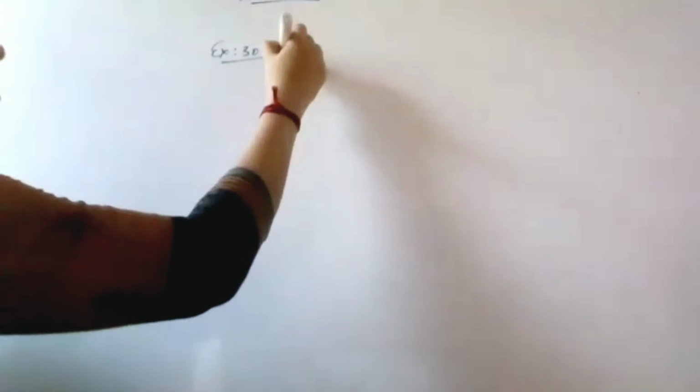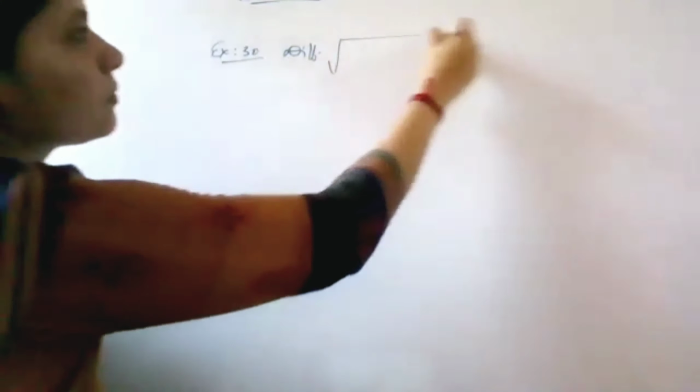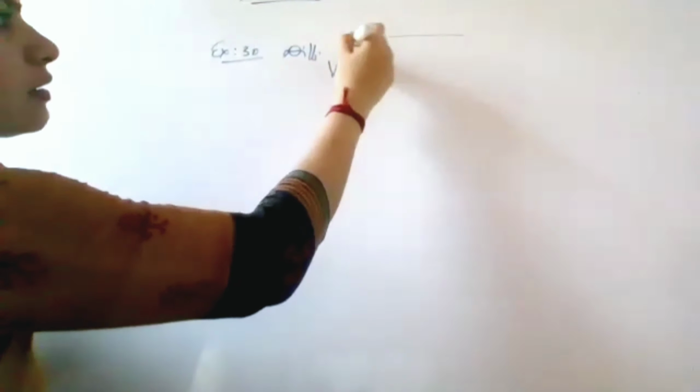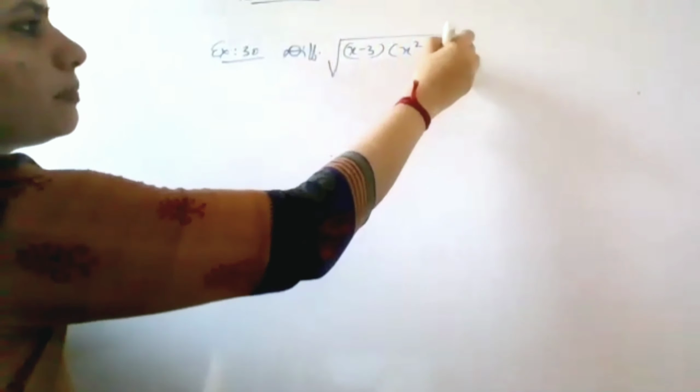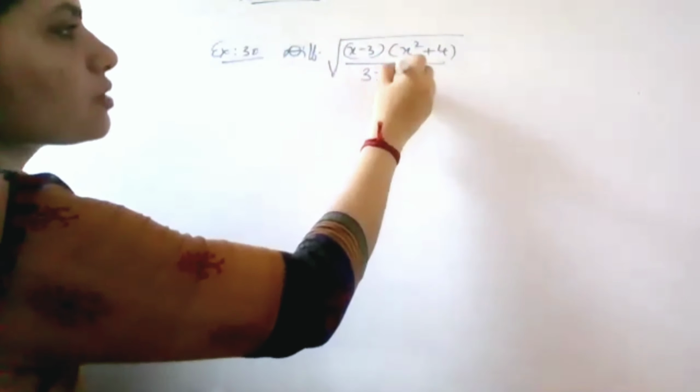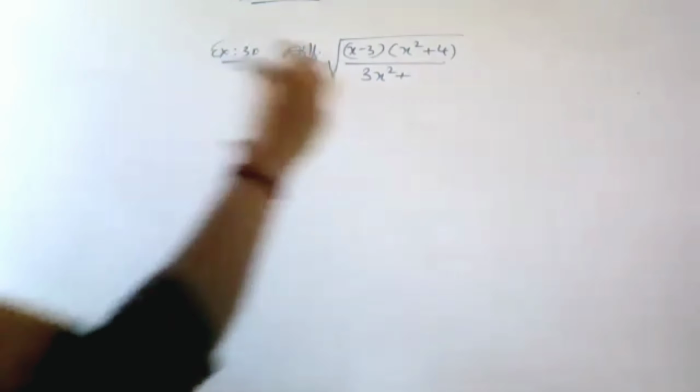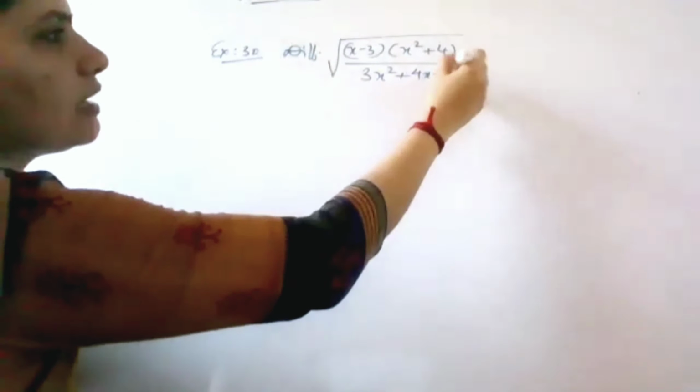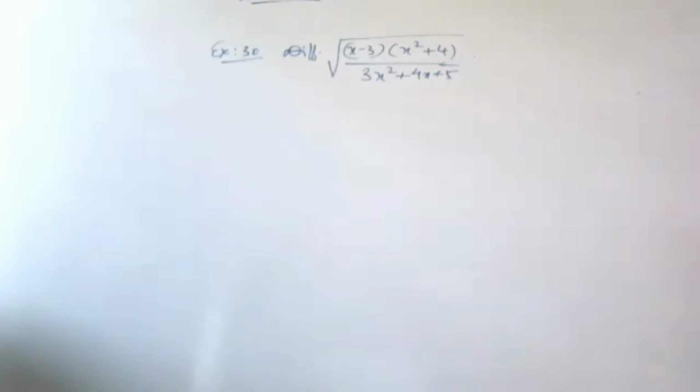So first one is example 30: differentiate root of x minus 3 to x square plus 4 divided by 3x square plus 4x plus 5 with respect to x.